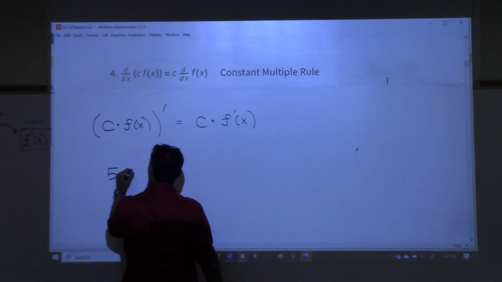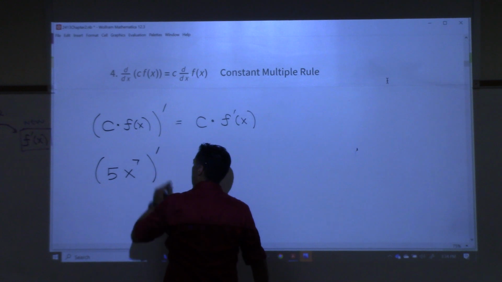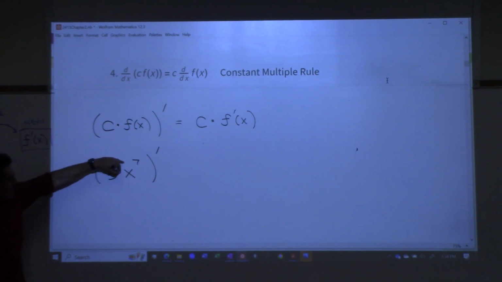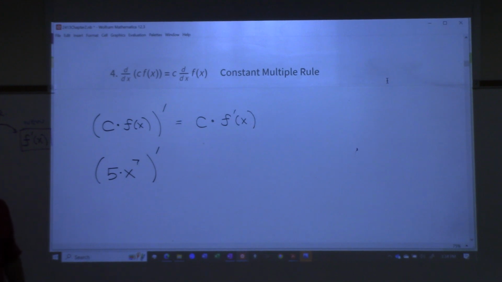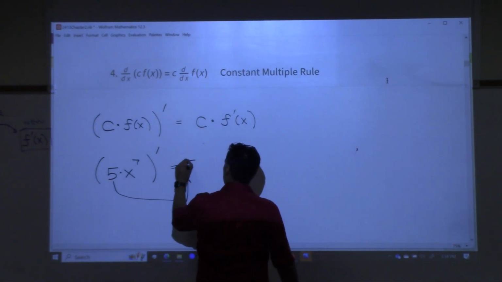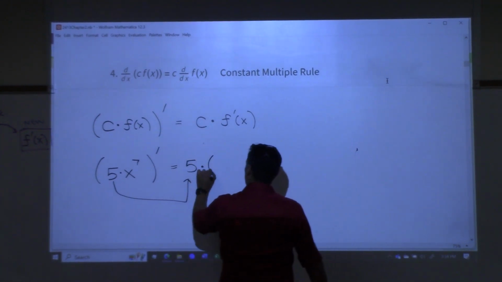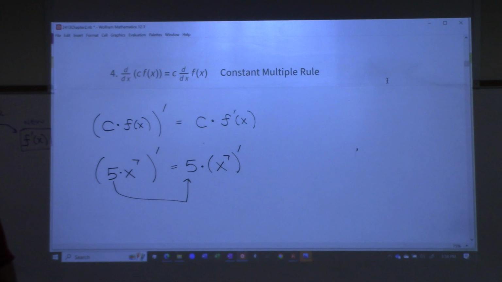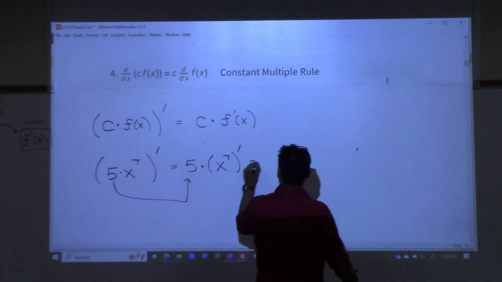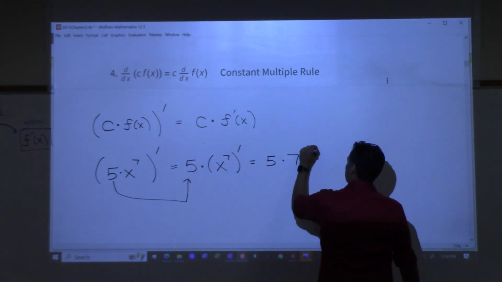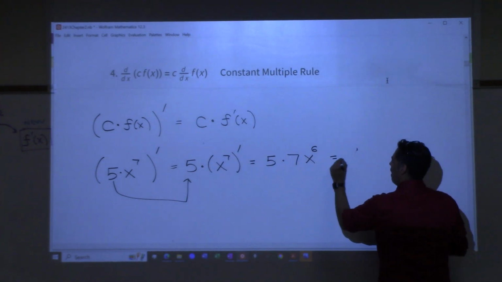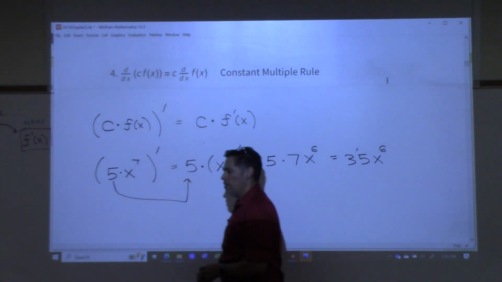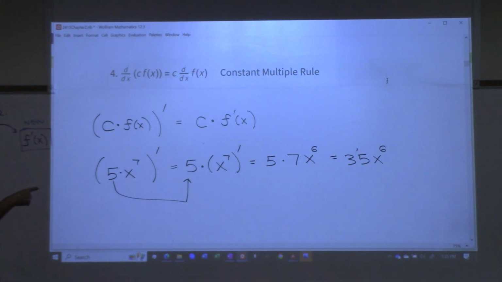Example. Do you see a constant times a function of x? Okay, so your constant is 5. You're trying to take the derivative. This rule says that I can bring the constant with me, right? 5. And now, just take the derivative of the x to the 7th. You see? What's the derivative of x to the 7th? 7 times, so I have a 5 out here, 7 times x to the 6th. And then 5 times 7 is 35. X to the 6th. All right? That is the correct way to do it.